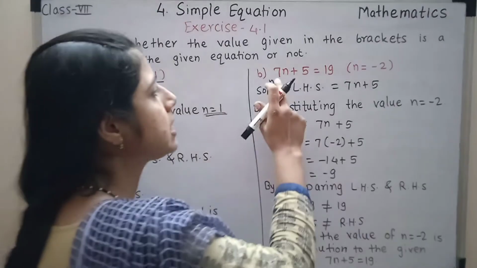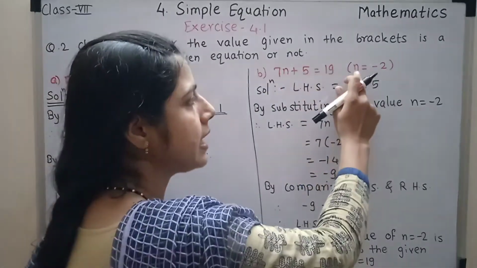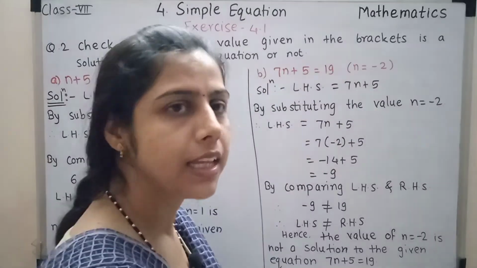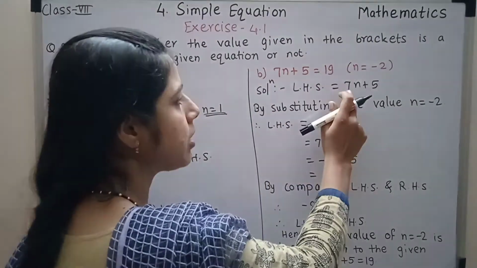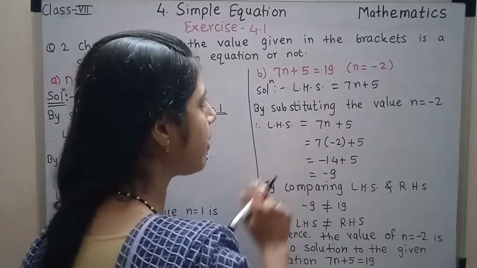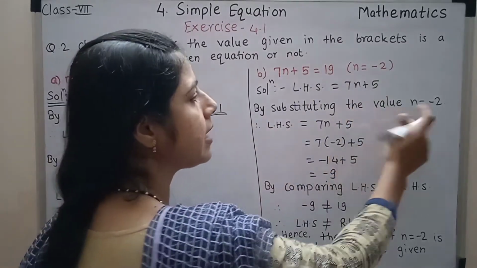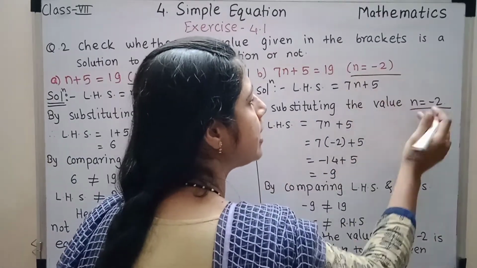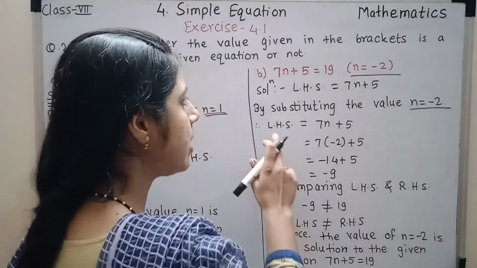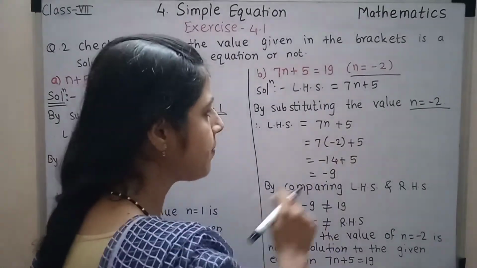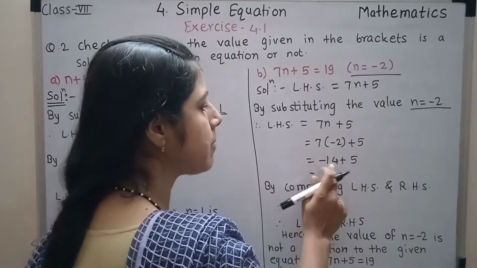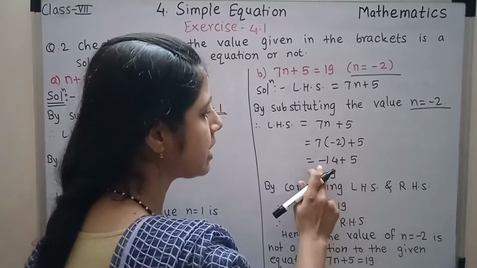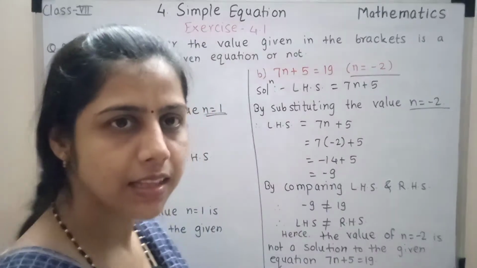Next is what, 7n plus 5 equal to 19 and n की वैल्यू क्या चेक करनी है, -2 है या नहीं. So solution equal to what, LHS consider कर लो. What is LHS here, 7n plus 5. So substituting the value n equal to -2, जो भी हमने वैल्यू दी है वो यहाँ पे सब्स्टिट्यूट करना है. So LHS is what, 7n plus 5, n की जगह डाल दो आप -2, so it will become what, 7 into -2 is -14 plus 5, but -14 plus 5 is what, -9.